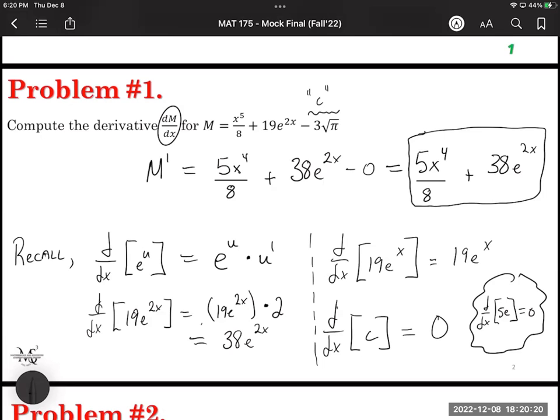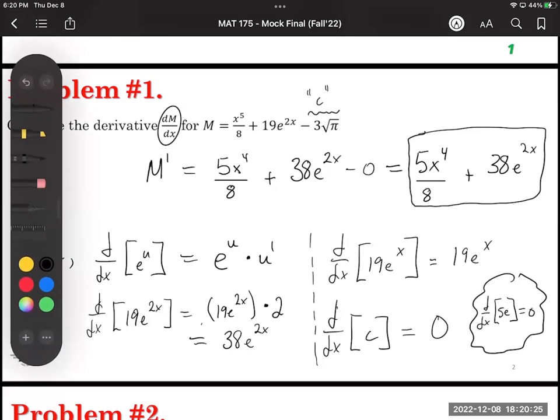Technically speaking, what you're allowed to do with derivatives is that if you have a constant term, you can pull it out of the derivative, right? So the longer way of showing this is saying that you have 19 times the derivative of e to the x. You can pull the constant out. E to the x, its derivative is still e to the x. So when you put it back together, it gives you back 19e to the x.